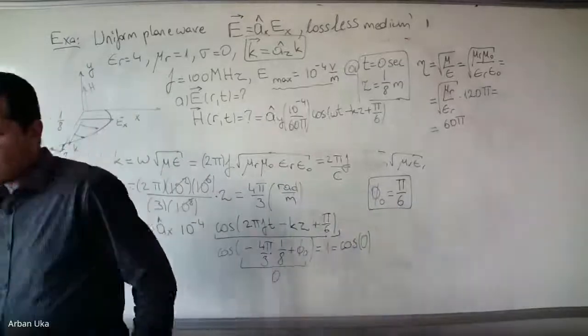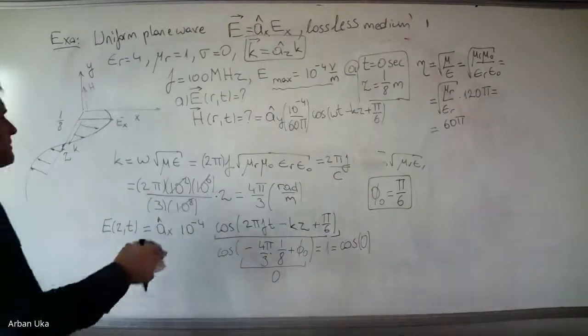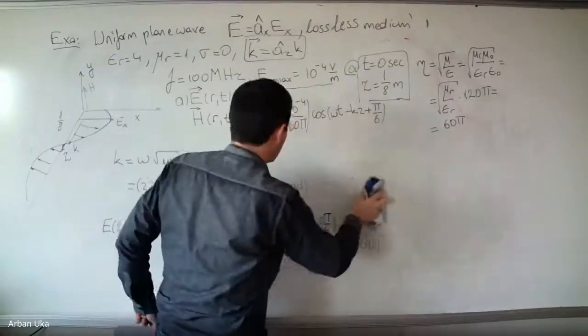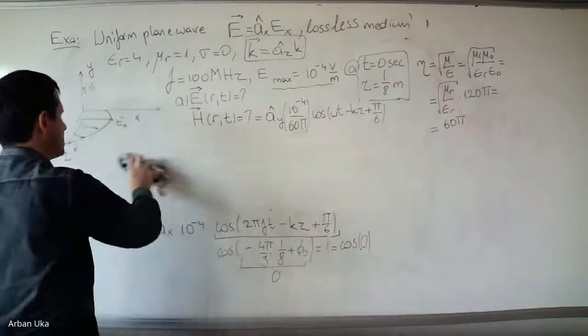Now, we got what the k was, and maybe we can simplify this part a little bit, or take it out.